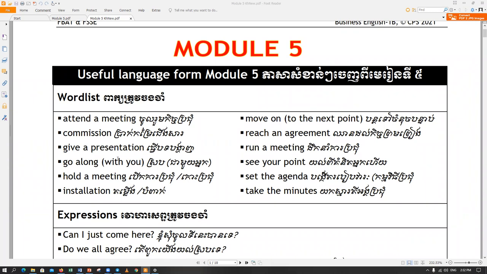Useful language from module 5. Attend a meeting. A mission. Give a presentation. Go along with you. Hold a meeting. Installation. Move on to the next point. Reach an agreement. Run a meeting. See your point. Set the agenda. Take the minutes.